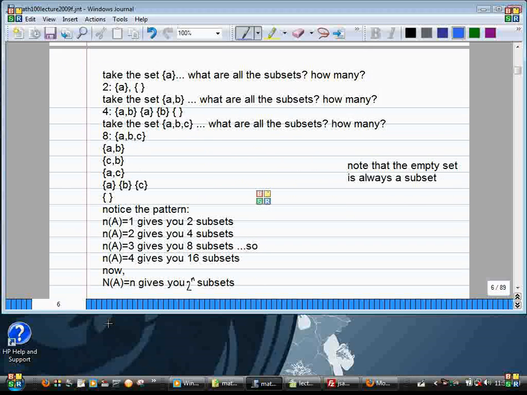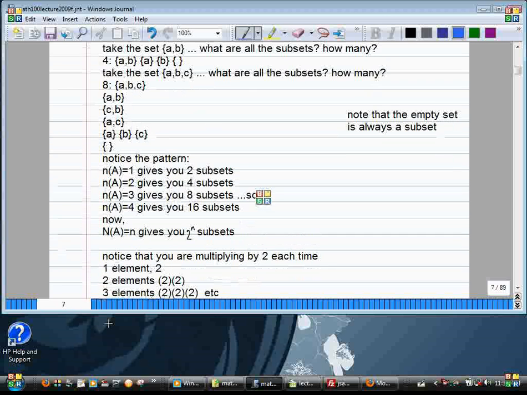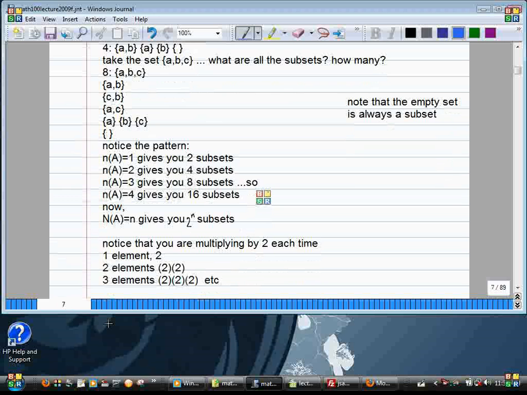How's that 2 to the n? Oh wait, 2 to the 10. Notice that 2 to the third equals 8, for example. Right? So one element gives you 2 subsets, 2 elements gives you 2 times 2, 3 elements gives you 2 times 2 times 2, etc.